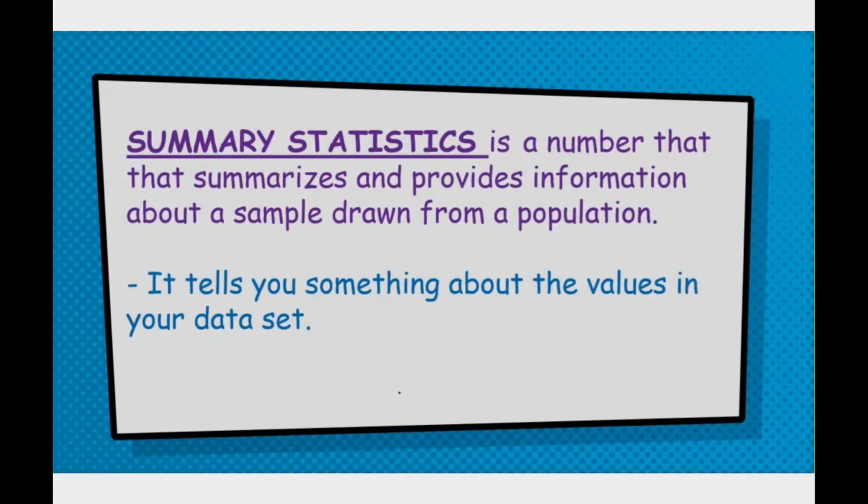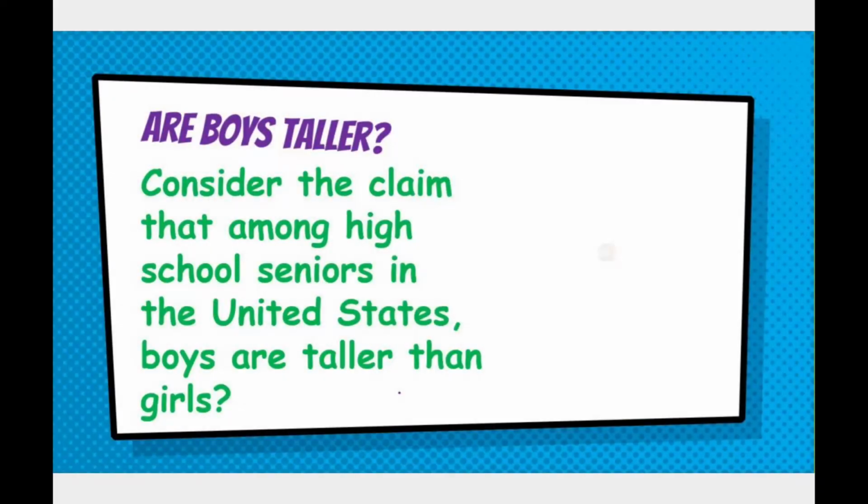So if you think about a variable like height, which is what we're going to kind of get into, right? Height would be a quantitative variable because that's numerical and you can measure that. So this is a type of summary statistic, which a summary statistic is just a number that summarizes and provides information about a sample drawn from a population. So it tells you something about values, data values.